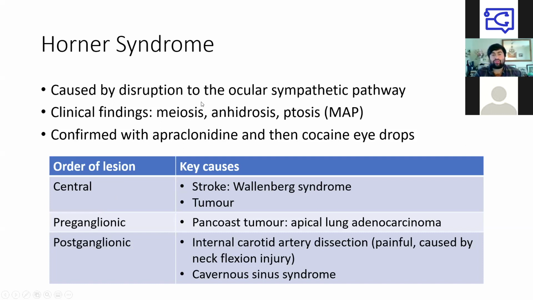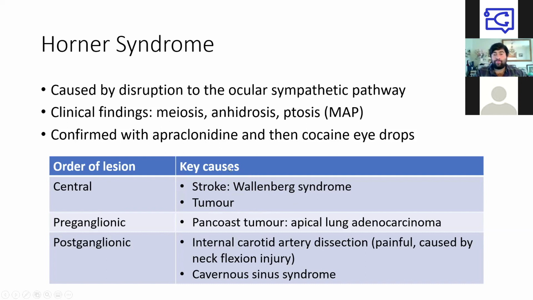I think this is a bit post-grad, but they confirm Horner syndrome with apraclonidine and then cocaine drops. And there are other drops you can apply to determine what the level of the Horner syndrome is, because this is a sympathetic innervation to the eye. So there are three nerves: the central, the preganglionic, and postganglionic level. I think it's a bit much. I don't think you really need to know the differences between them, but just remember some of the common causes.